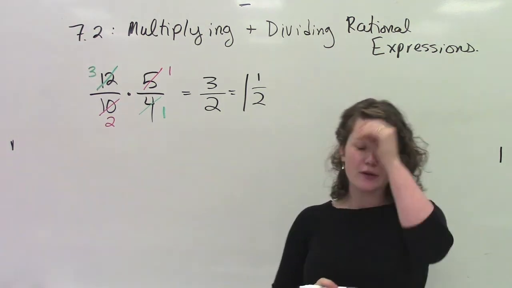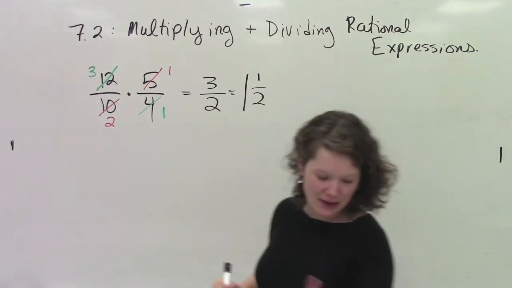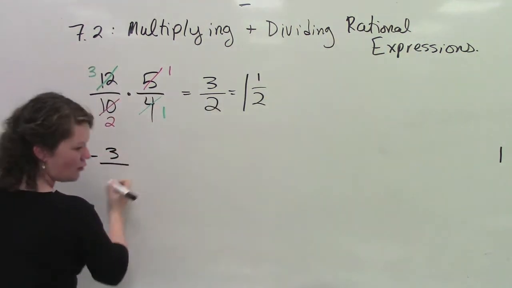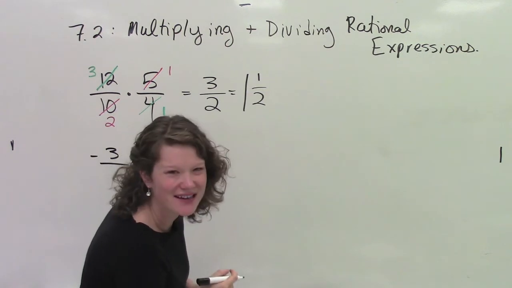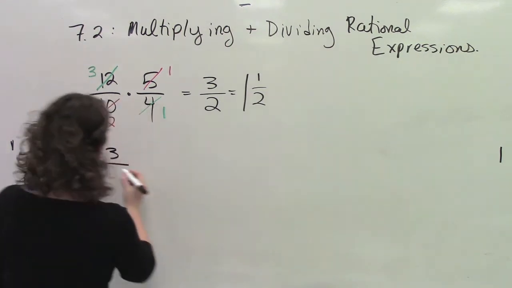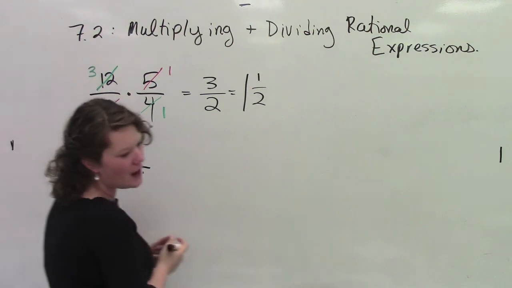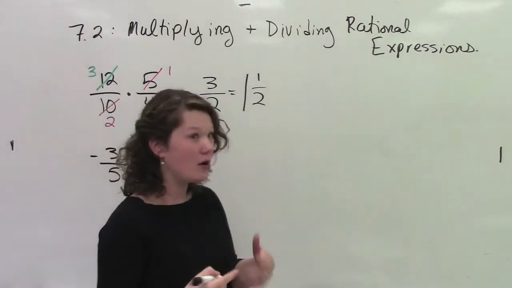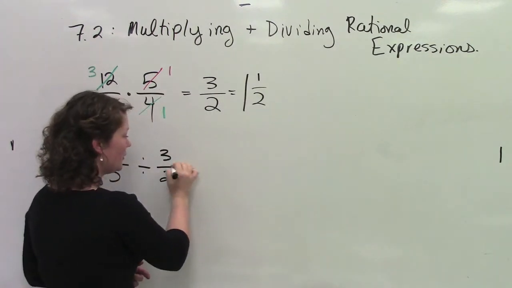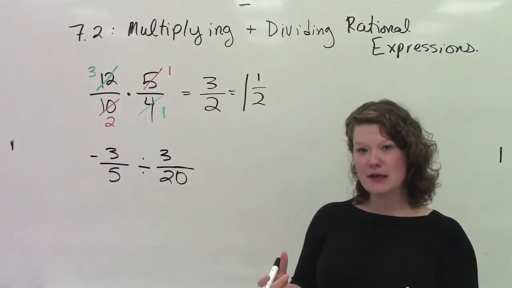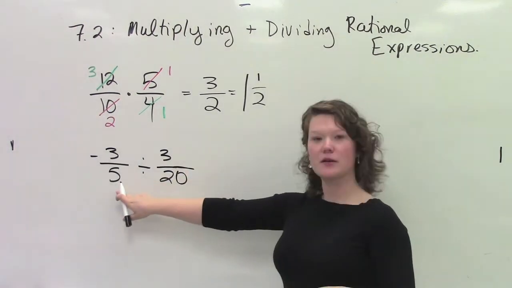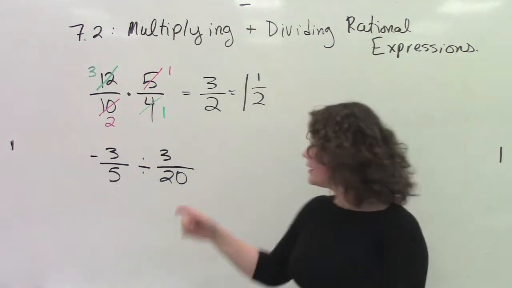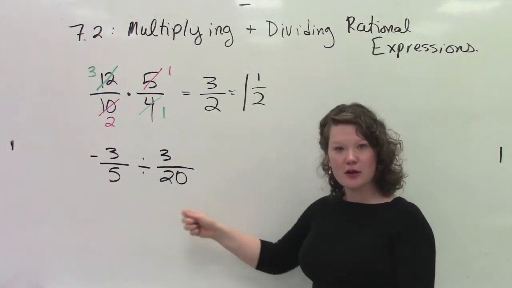Let's move on to an example that deals with dividing. It's an extra little step, but no big. Negative 3 over 5 divided by 3 over 20. The extra step that's involved here is you need to multiply the first one by the reciprocal of the second one. What's the reciprocal? The numerator goes to the denominator and the denominator goes to the numerator.